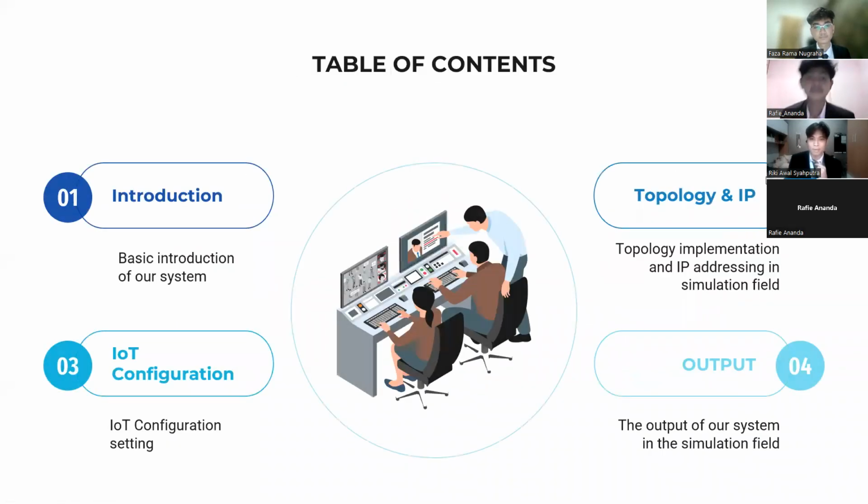And we have 4 table of contents. The first is introduction, the basic introduction of our system. The second is topology and IP, which is topology implementation and IP addressing and simulation field. The third is IoT configuration setting. And the last is the output of our system and the simulation field also.